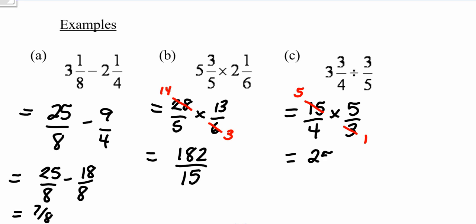Then you'll end up with 25 over 4. And again, you can leave your answer like that. You don't have to do the canceling. You can just multiply the numerators, multiply the denominators, and simplify at the end. It can just make your life a little bit easier in terms of working with smaller numbers.